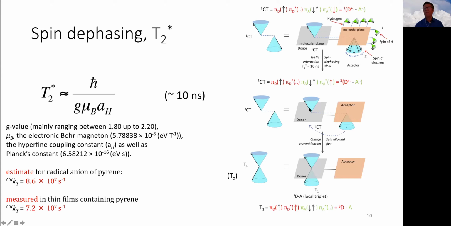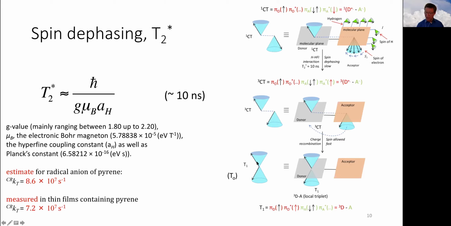So here you see, of course, that an electron can not only be represented by an arrow, it also has a frequency with which it rotates like a cone. That's a model, just like the Larmor frequency that you know from NMR. So in this way, you can see that the spin dephasing converts the singlet charge transfer into the triplet charge transfer. And then charge recombination can occur fast because it's now spin allowed. And we get into a triplet state, T1, that can be localized on the donor, for instance. Here we see the electronic configuration.